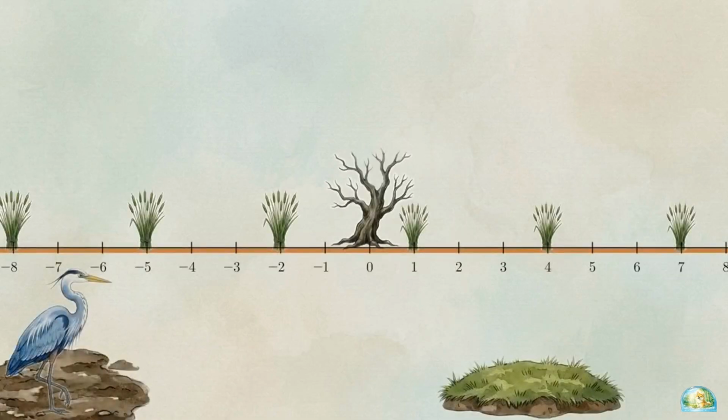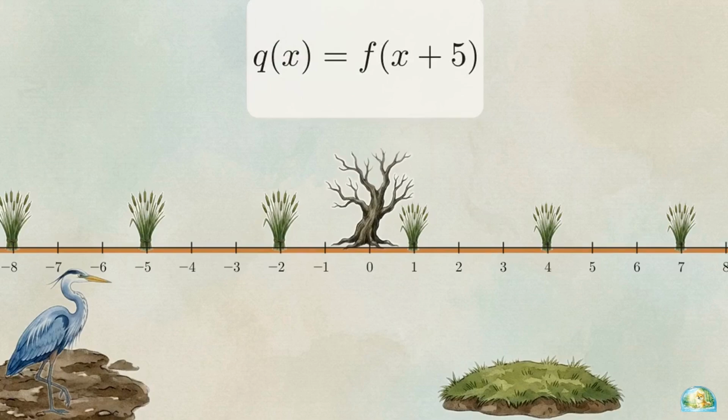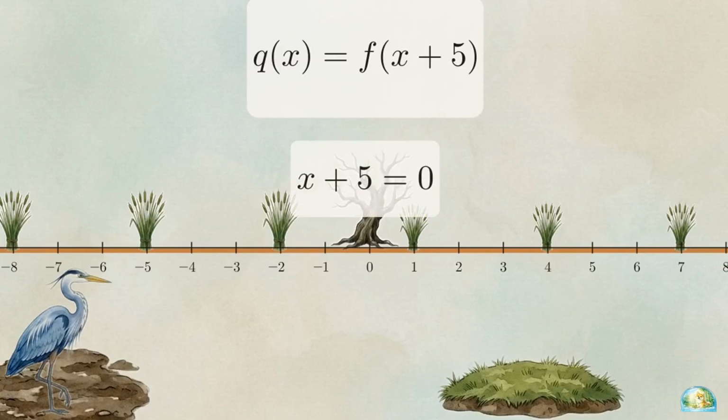Wren reaches the stretched horizon. Here, translation markers track an original feature at input 0. Let's see which direction the graph moves if q of x equals f of x plus 5. To match the original input 0 of f, solve x plus 5 equals 0. That happens at x equals negative 5 on q.